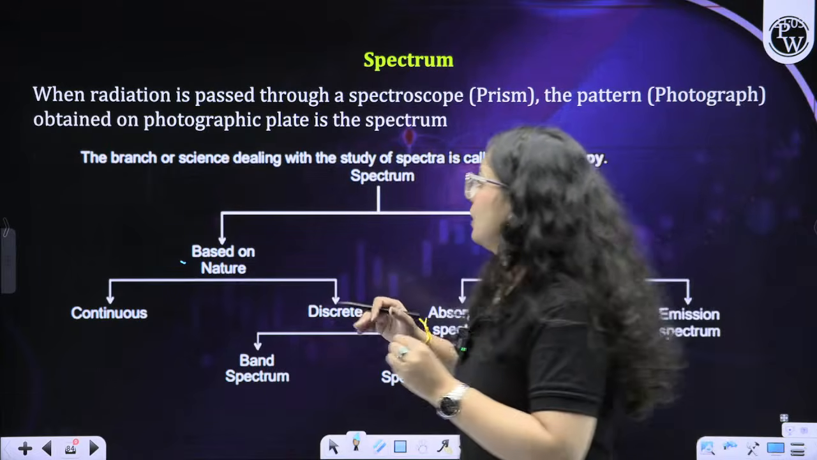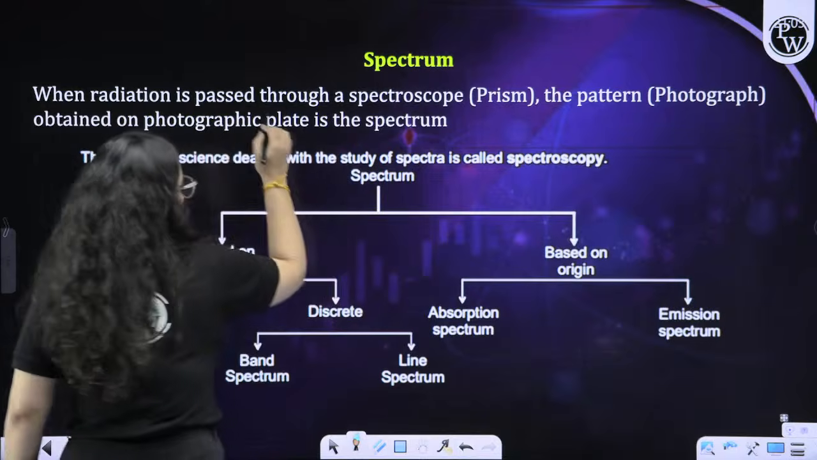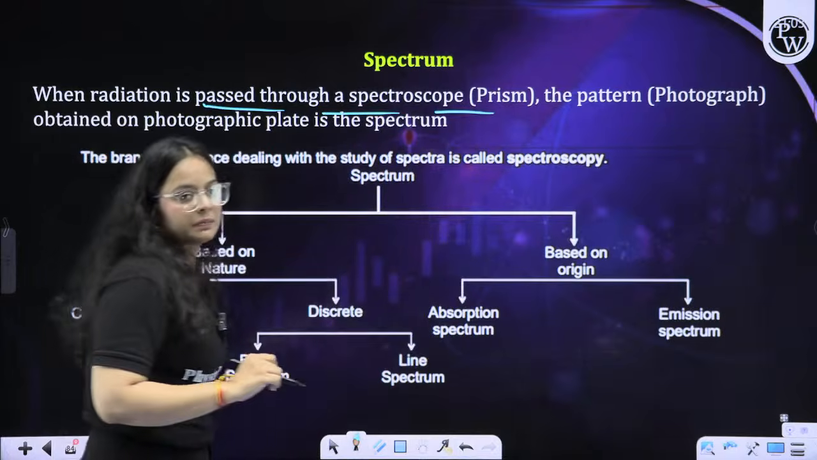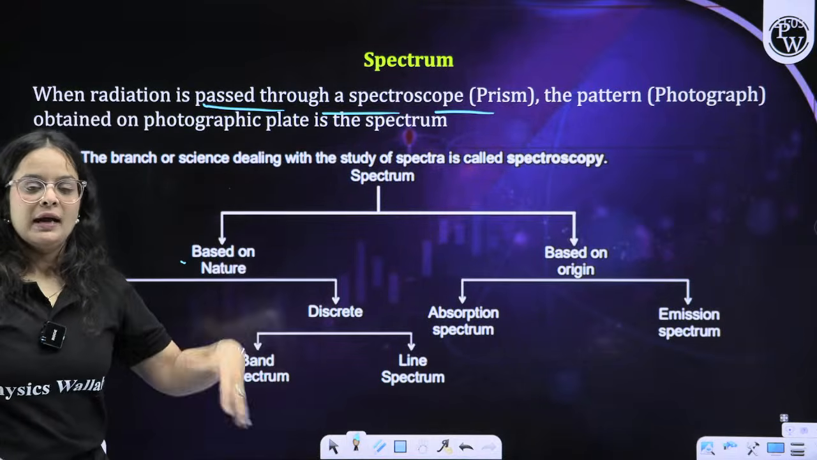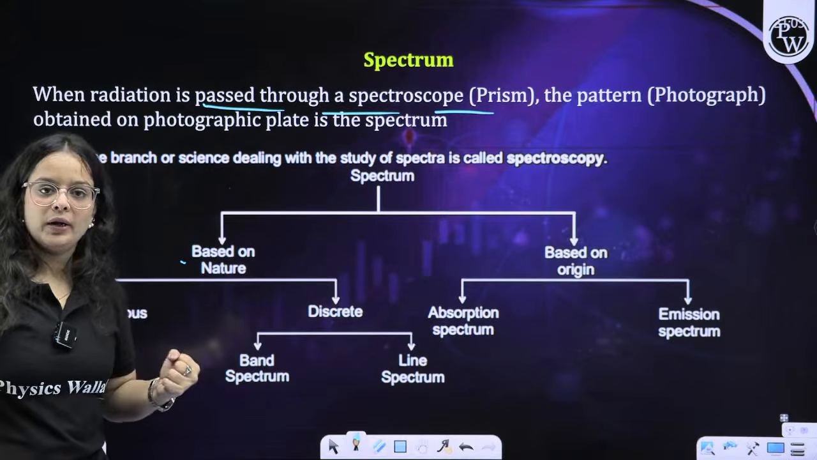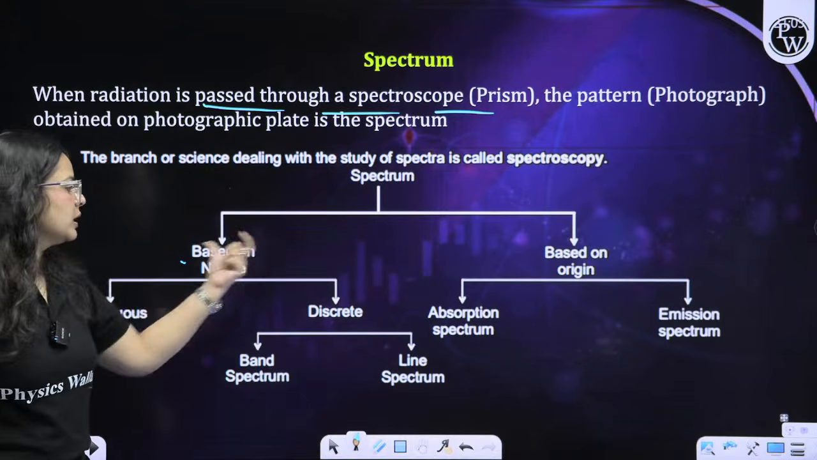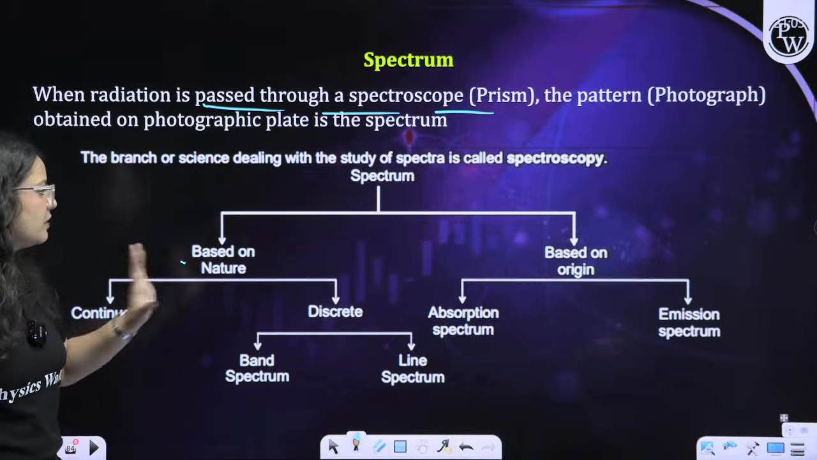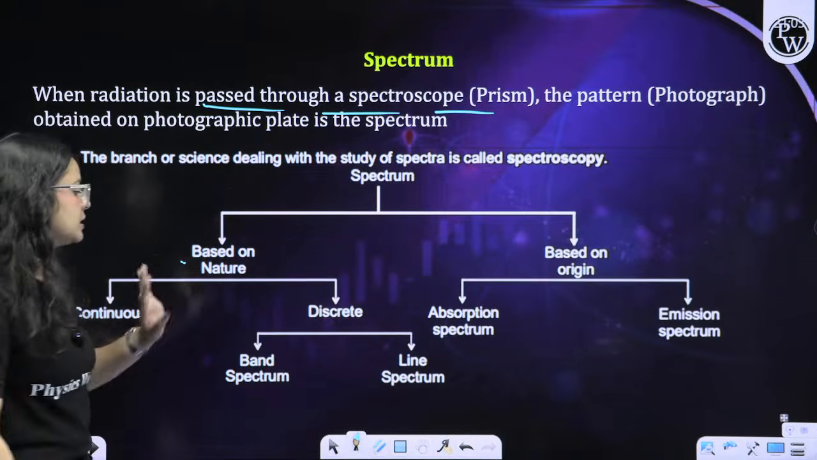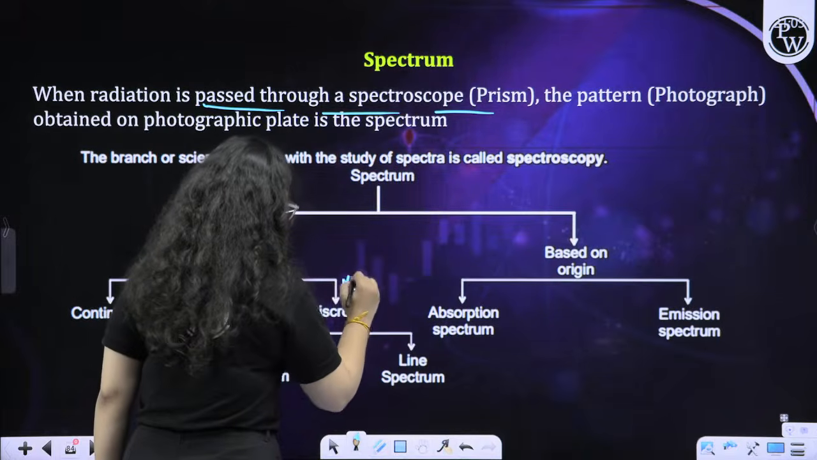When radiation is passed through a spectroscope, the prism, we get a photograph, and that is the spectrum. So we have different types of spectrum based on the nature and based on the region. Based on nature: continuous and discrete, meaning discontinuous.